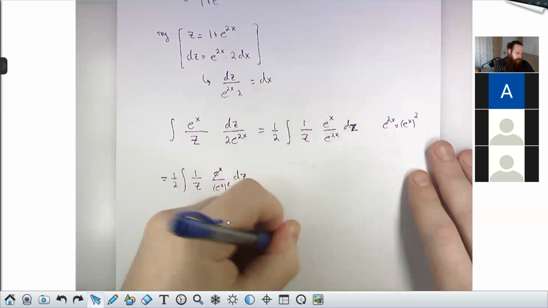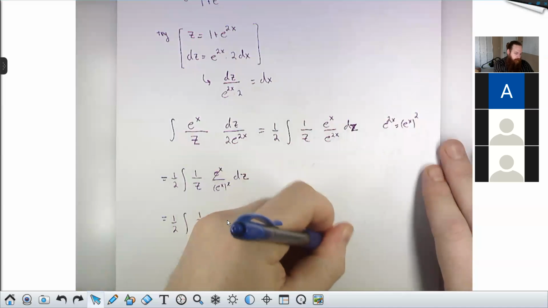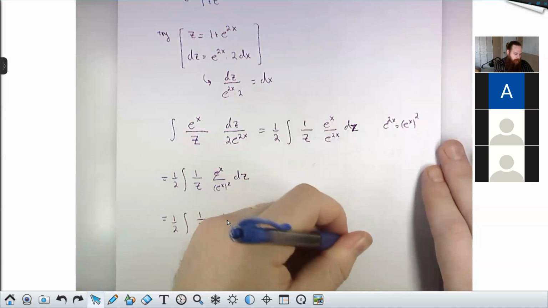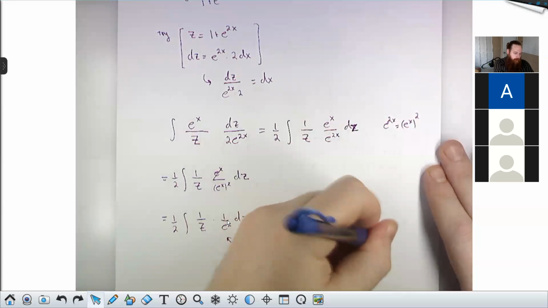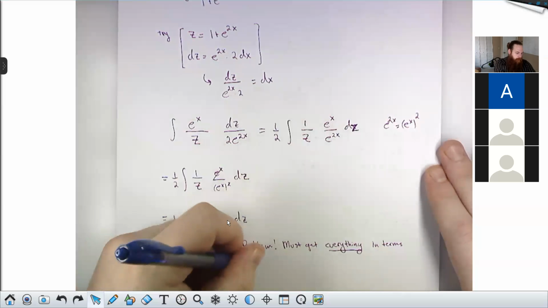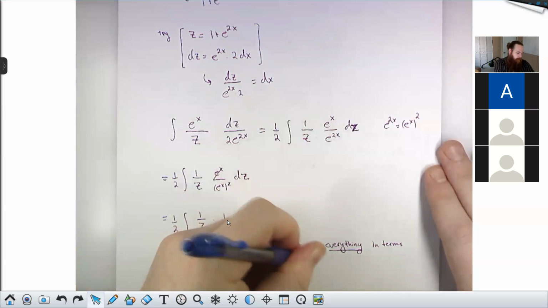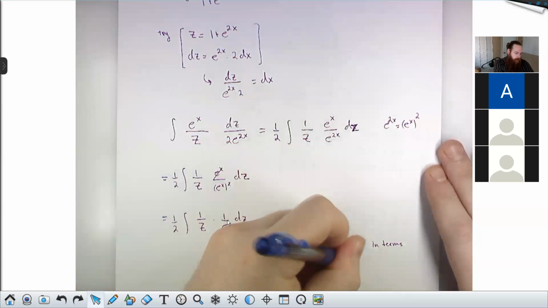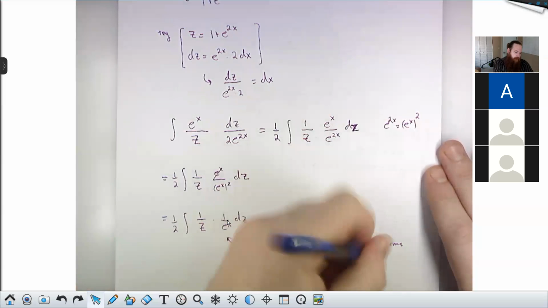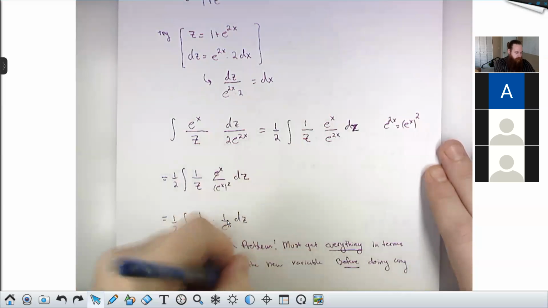You must get everything in terms of the new variable before doing any integration.